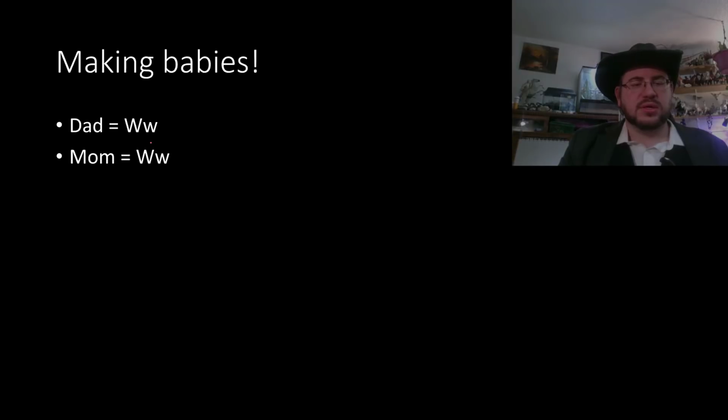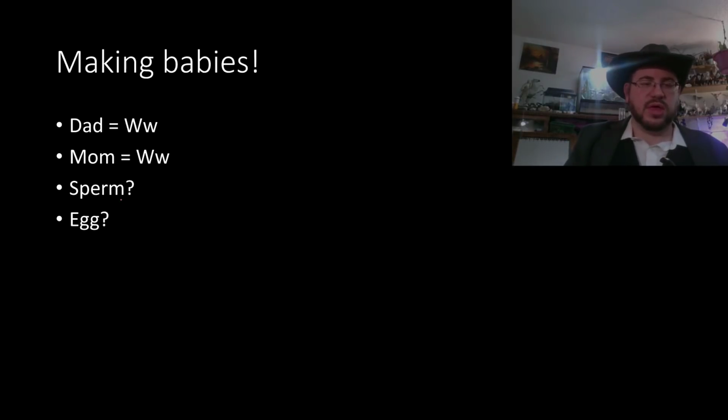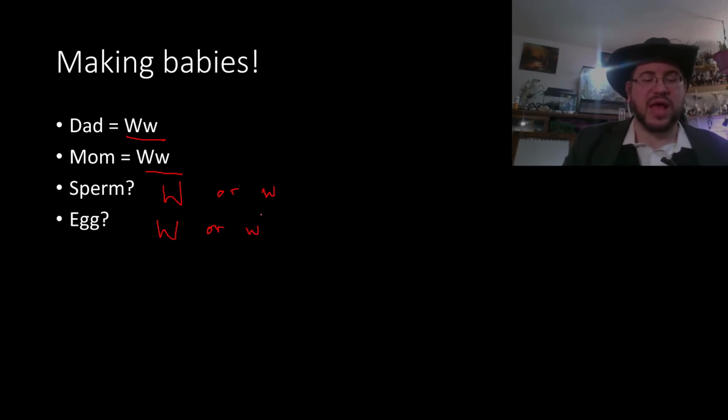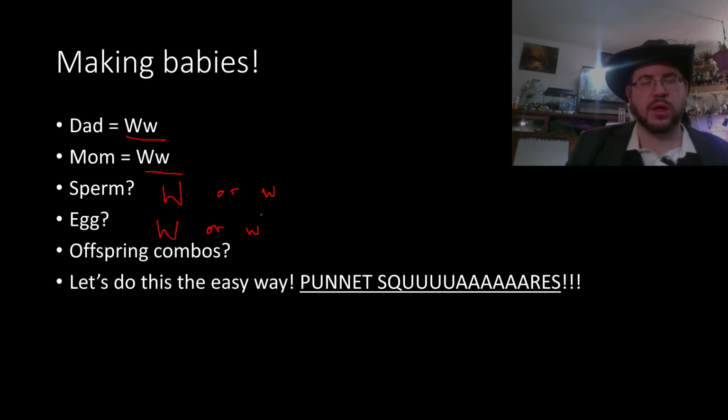So let's make some babies. Here we go. Dad being heterozygous, mom being heterozygous, the sperm could carry a dominant or a recessive, and the egg could carry a dominant or a recessive. So how do we know what the offspring possibilities are? Let's do Punnett squares, baby. The Punnett square, the best part of the genetics chapter, because it's fun. Debates between biologists always devolve into Punnett squares.